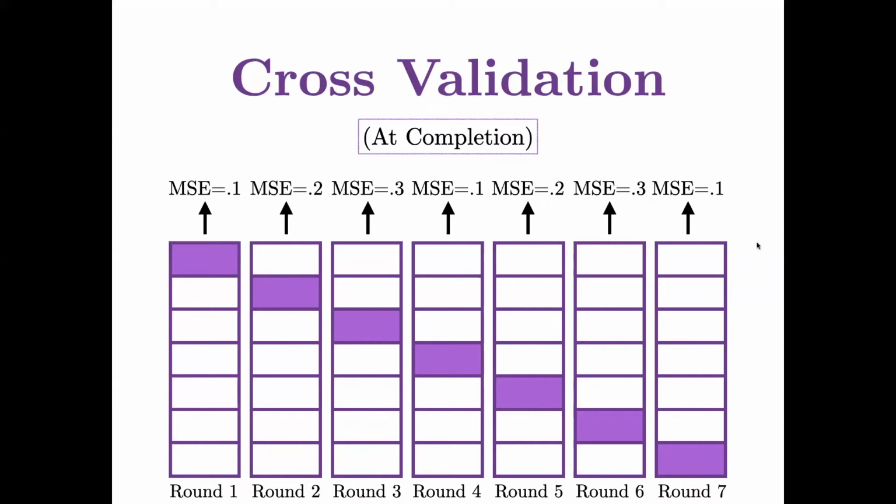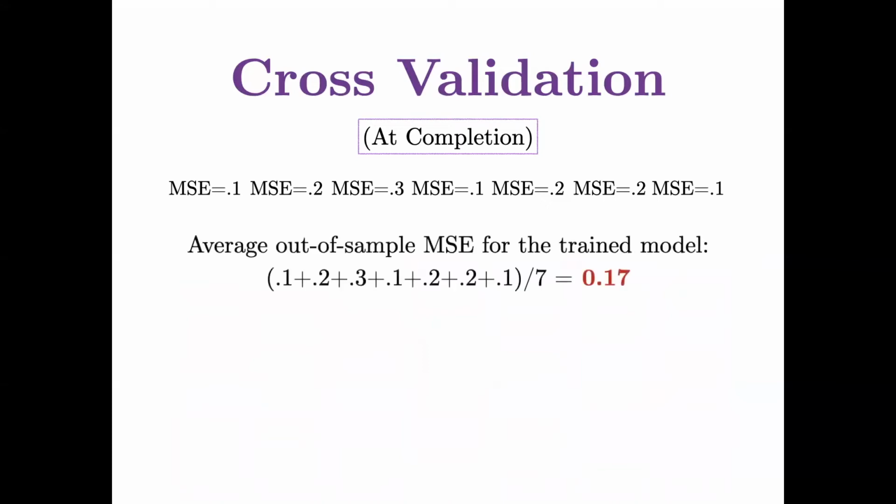In a sense, cross-validation lets you use your entire training set as validation. While you're not training on the entire training set at each round, you do overall use every observation as part of training, and you get a validation result on every observation in your data. So at completion, we would just look at the average performance statistic for the model. Here, in the 7 rounds, my average MSE was 0.17.